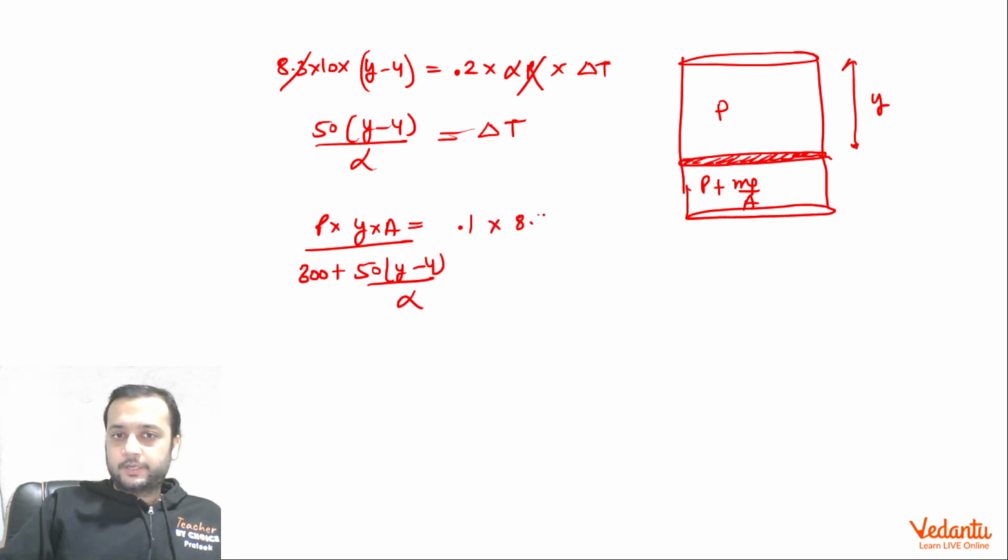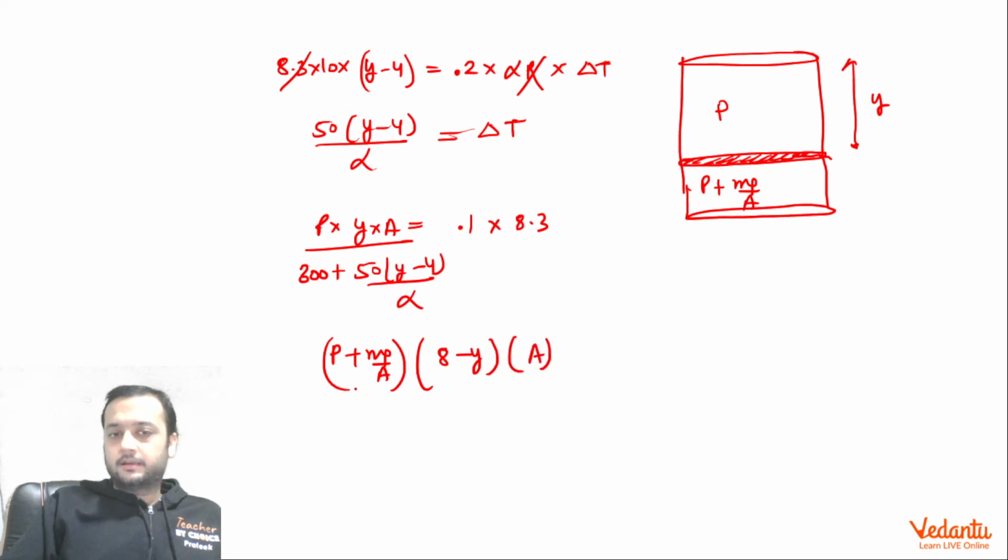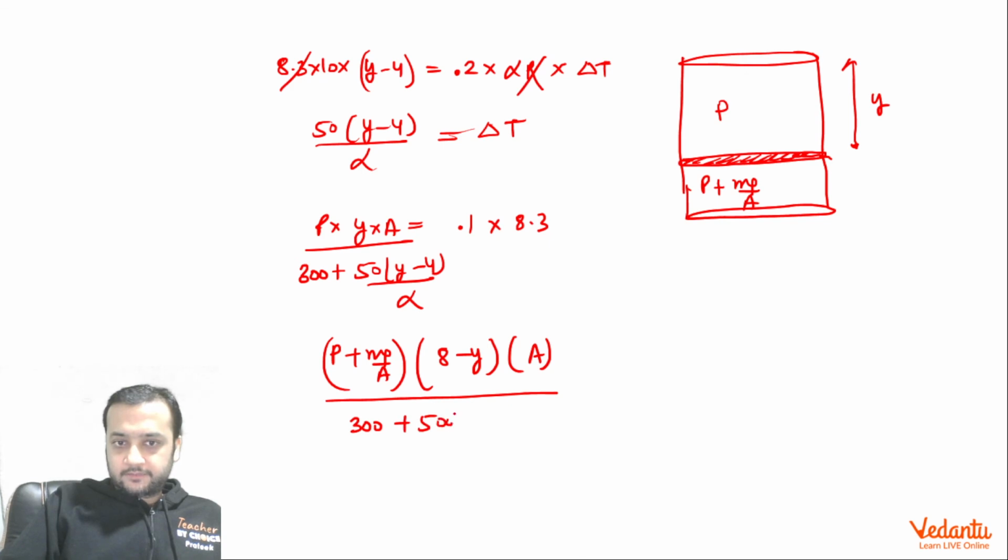R is 8.3, right? And for the bottom cylinder, we can say that P, which is this, into V will be (8 minus y) into A, right? So PV by T will be the same because the piston is conducting. 300 plus 50 into (y minus 4) upon alpha, correct, is equal to nR. n is 0.1 into 8.3.